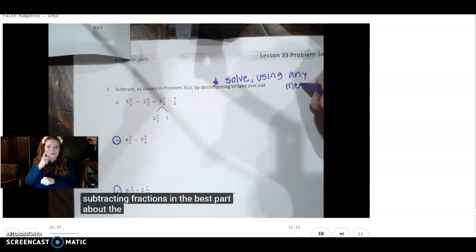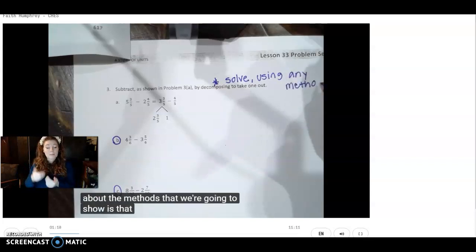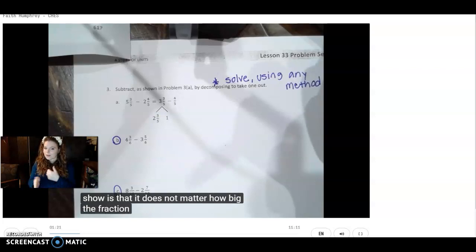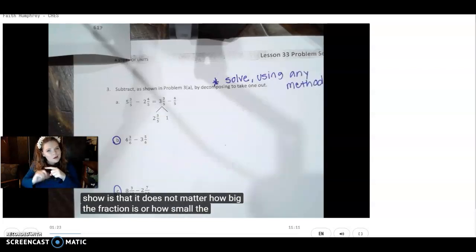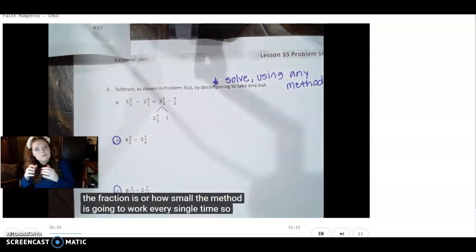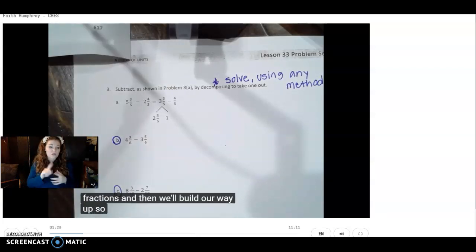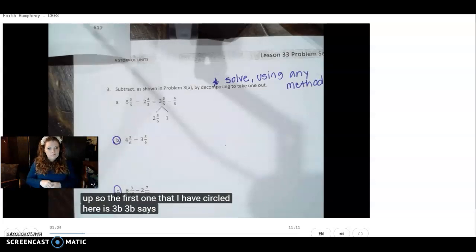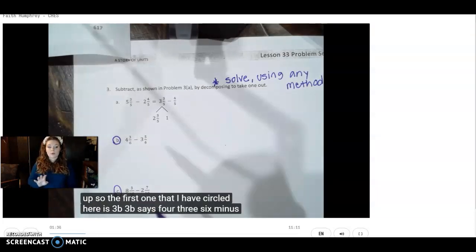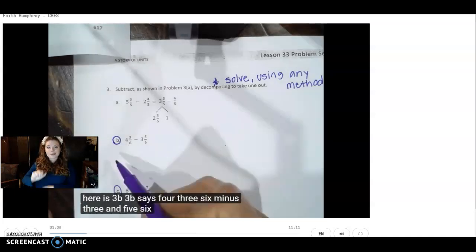And the best part about the methods that we're going to show is that it does not matter how big the fraction is or how small, the method is going to work every single time. So we'll start off with some small fractions and then we'll build our way up. So the first one that I have circled here is 3b. 3b says 4 3/6 minus 3 5/6.